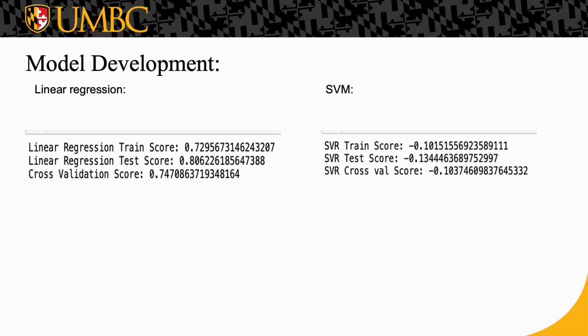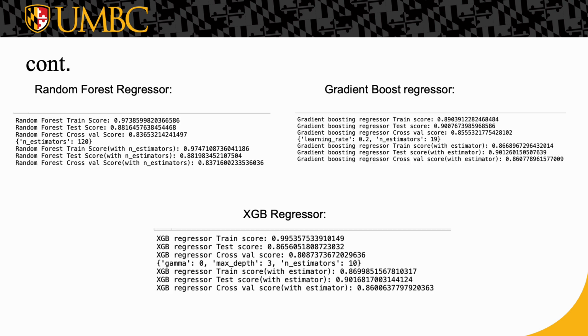I have developed multiple regression models, and these are the two results, which is a linear regression and SVM results. As you can see, the linear regression train score is 0.729 and the SVM train score is in the minus, and the cross validation score is 0.74 for the linear and for SVM it is minus 0.13. I have extended it to some more models, which consist of random forest regressor, gradient boost regressor, and XGB regressors. These are the results displayed with the train, test scores and the cross validation scores respectively.